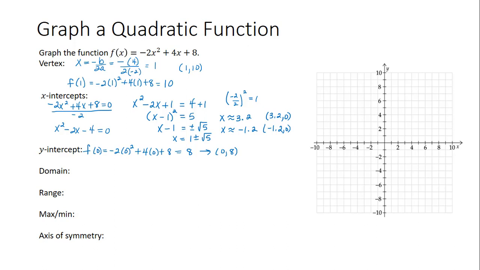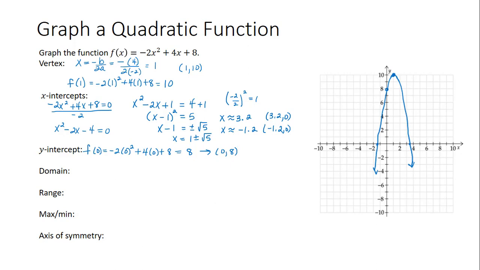So plotting all of these points gives us the graph. We can plot (1, 10), (0, 8), (3.20, 0), and (negative 1.20, 0). Now notice that the parabola opens downward, which we would know because the value of a is negative, which tells us that the graph opens in a downward direction.